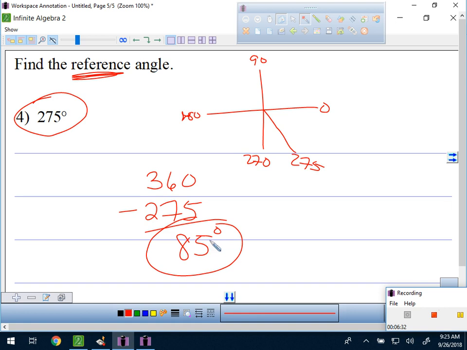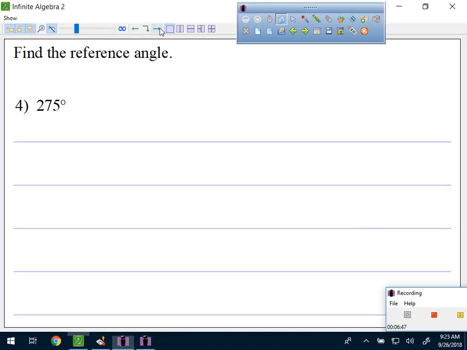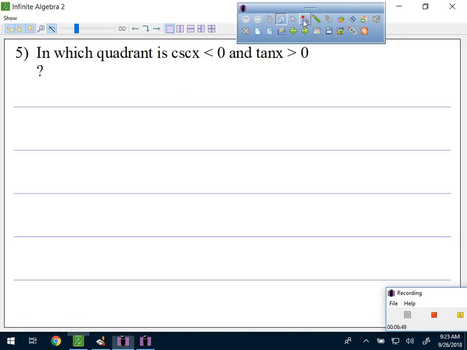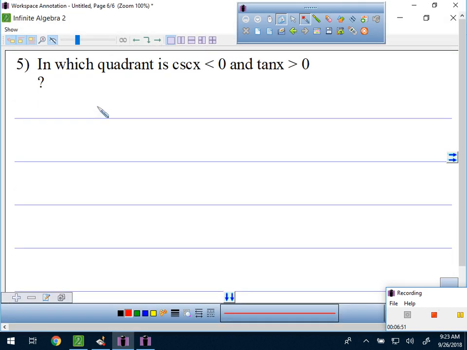Because remember, by definition, a reference angle is any angle that's less than 90. So as long as your answer is less than 90, you're good to go. So that was the answer to number 4. All right, for number 5, I think it's one of the A-Smart Trig class. It is. All right, so that's right. For reference angle, you never have a negative answer, and none of the answer choices will be negative anyway.